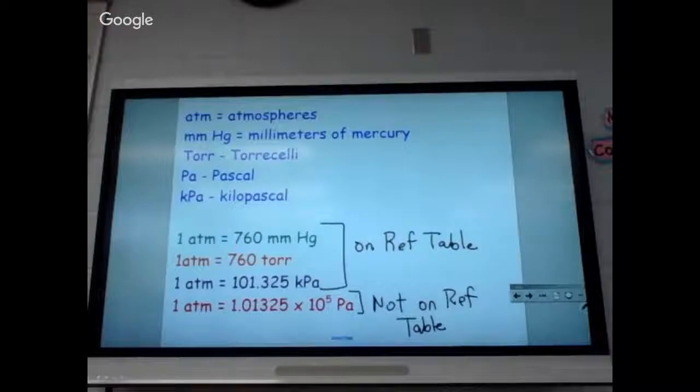Can we do like 1.01 or do we have to go the entire? I will tell you the reference table only has 101.3. It is not going to significantly impact your answer. I tend to use 101.325 because that's the way I learned it in high school. So I don't care as long as you have 101.3.